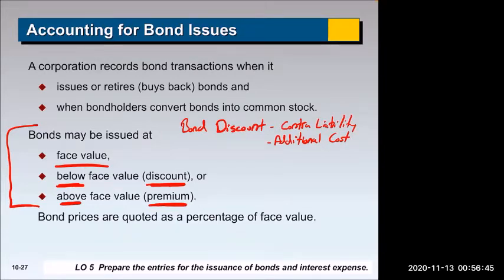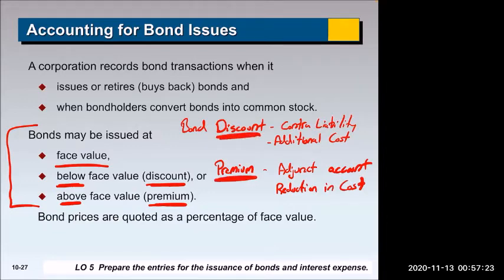Okay. A premium is called an adjunct account. Now, that's the first time we've seen that. It's the opposite of contra. It's an adjunct account. So that means it's added to. Instead of subtracted, contra accounts are always subtracted, right? Adjunct accounts are added to. And it's going to be a reduction in the cost of borrowing. Okay, got to have these words down and understand those things, okay?